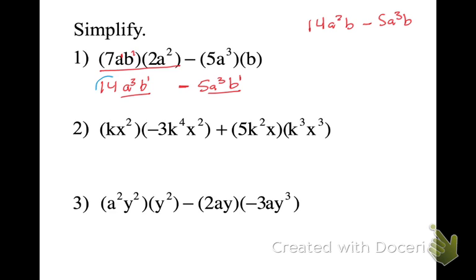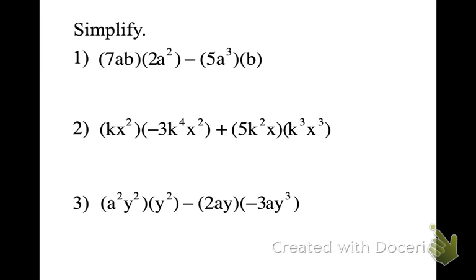So all we really have to do is subtract our coefficients. So really we end up with 9. 14 minus 5 is 9. a to the third, b to the first. Okay, so I'm going to erase that. Now remember, we cannot add unlike terms.